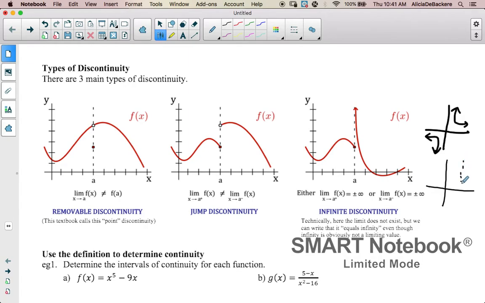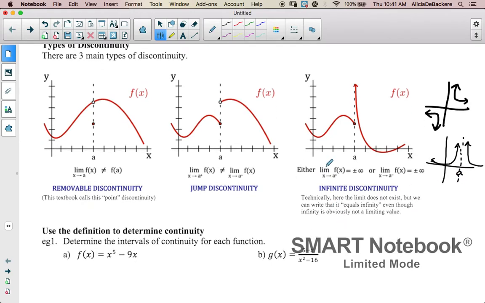We saw some of these graphs in advanced functions where the two sections are both on the same side of the axis like this, and here they're both approaching positive infinity. And again, this would be an infinite discontinuity, right? There is still a discontinuity between these two sections, and I would say the discontinuity at a.